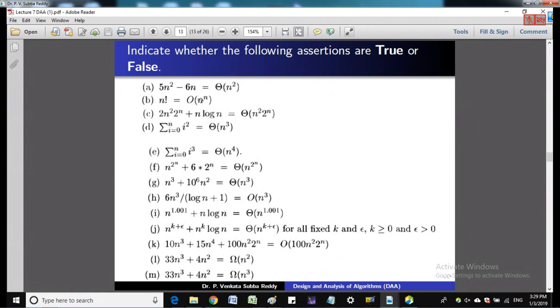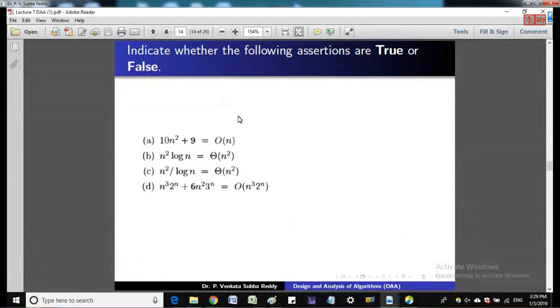N factorial is big O of n power n. This is also true. Why? Because n power n is more. So this you can practice. All are true here. We already covered these topics. This is also given in our first textbook, Fundamentals of Computer Algorithms by Horowitz and Sahani. We also covered this already. You can practice this problem also. It is given in the first chapter.